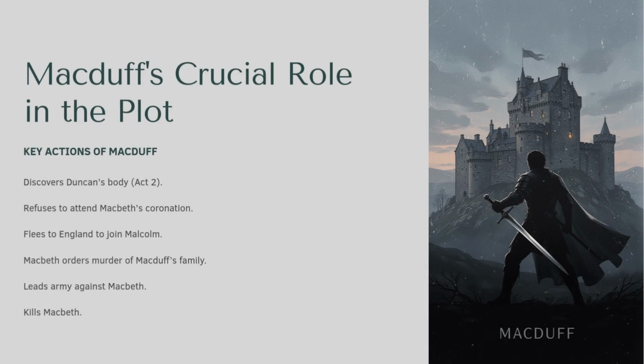Then, going on to the crucial role. Now, Macduff plays a very crucial role in the structure of the play. He discovers Duncan's body in Act 2, which accelerates the chaos. He then becomes increasingly suspicious of Macbeth and refuses to support him. Later, he travels to England to join Malcolm and plan rebellion. This shows he prioritizes Scotland over his personal safety. In response, Macbeth orders the murder of Macduff's wife and children. This is important. It shows how far Macbeth has fallen into being a tyrant.